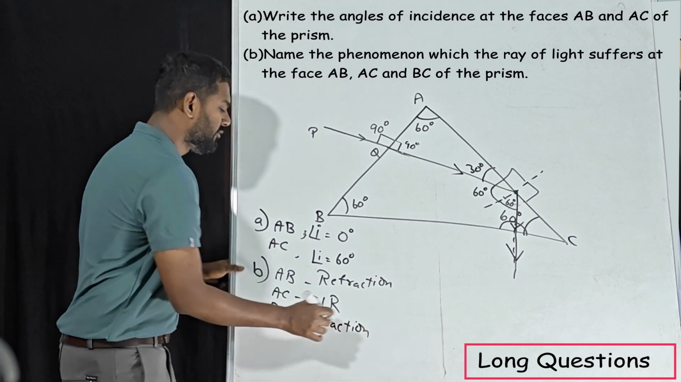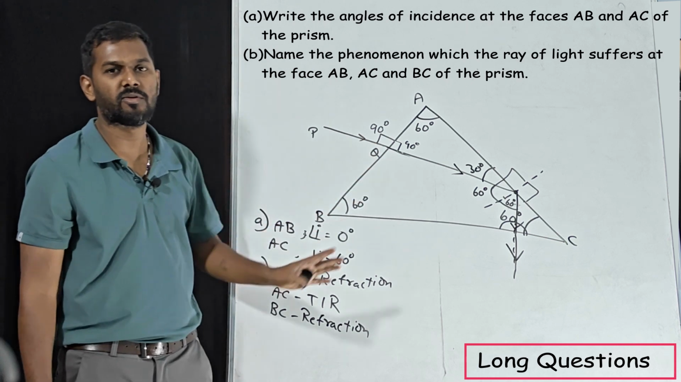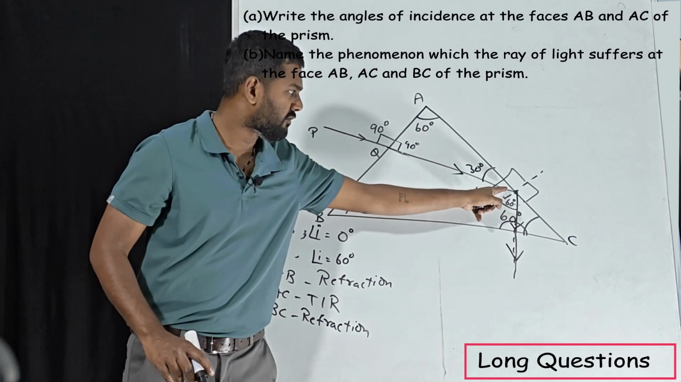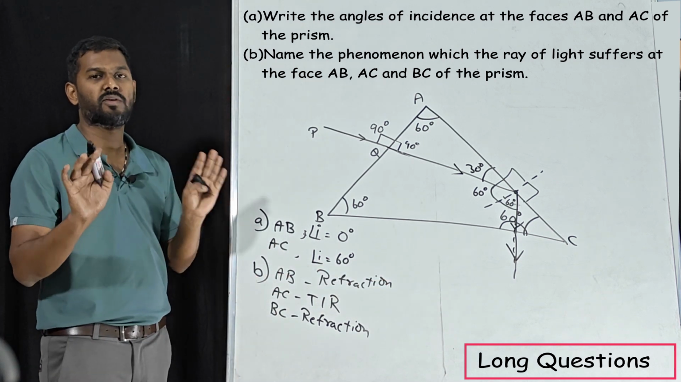First we need to find where the total internal reflection is. Apart from that, everything will be refraction only. Only at surface AC we are getting the total internal reflection. Apart from that, everywhere it is just refraction.